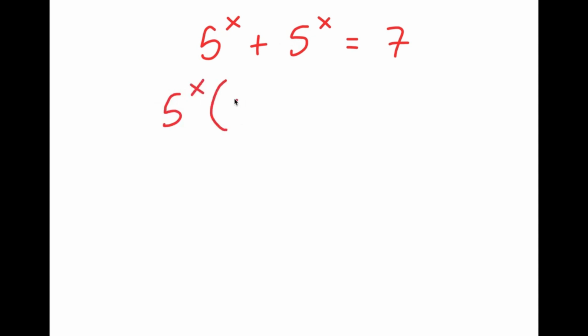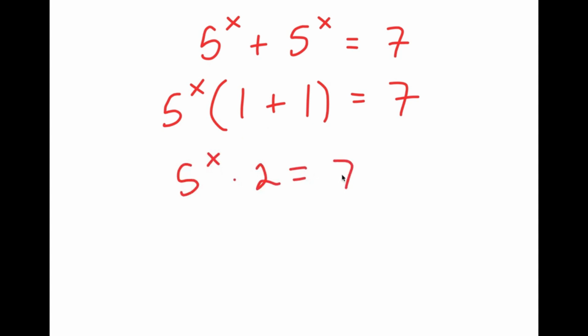Alright, so in this video, I'm going to solve the equation 5 to the power of x plus 5 to the power of x is equal to 7. So, to solve this, I'm going to first start by factoring out 5 to the power of x. So I get 5 to the power of x times 1 plus 1 is equal to 7. And 1 plus 1 is 2, so I get 5 to the power of x times 2 is equal to 7.